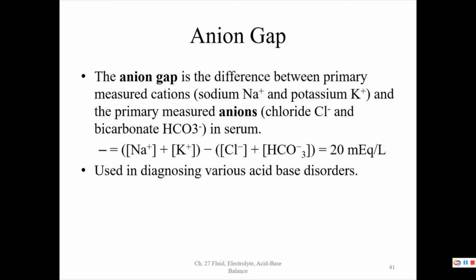If you have done a panel on the patient, you would know their concentration in milliequivalents. Sodium should be 135 to 145. Potassium, we know, should be 2.5 to 5. And then you add those two together. And then you add up chloride, 100 to 108, and bicarbonate, 20 to 28, and you add those two together. Then you subtract the two numbers, and that should give me a normal at 20 milliequivalents per liter.